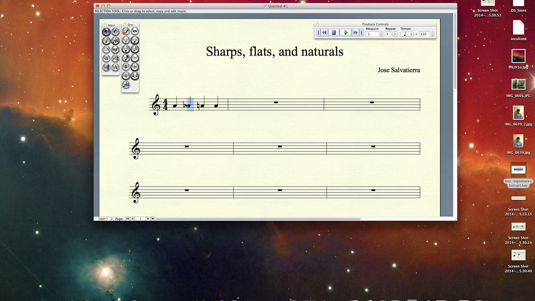So this symbol applies until the end of the bar, but we cancel it with this symbol, which then applies until the end of the bar. And this one, of course, simply uses the same symbol as the one before it. Let's listen to this. So indeed you agree that these two have the same sound.